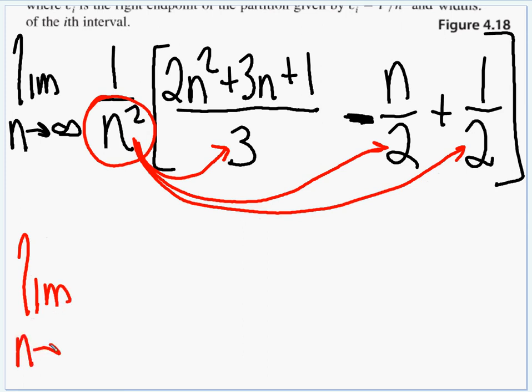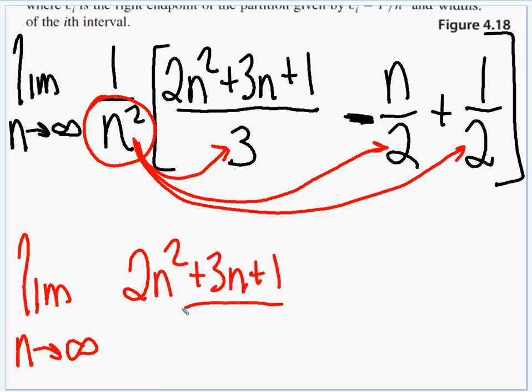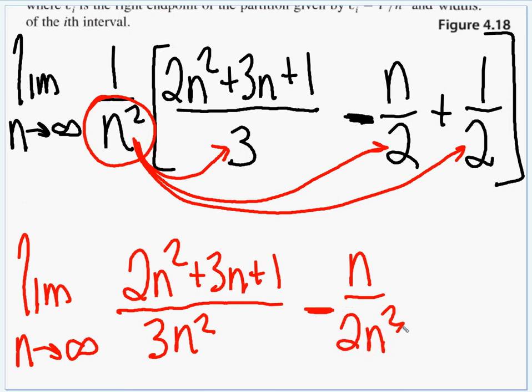So we have our limit. n is about to head off to infinity, and we have the numerator, 2n squared plus 3n plus 1, all over 3n squared, minus n over 2n squared, plus 1 over 2n squared. That's supposed to be a squared.